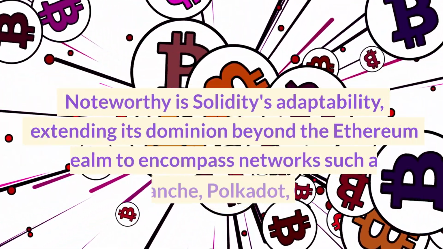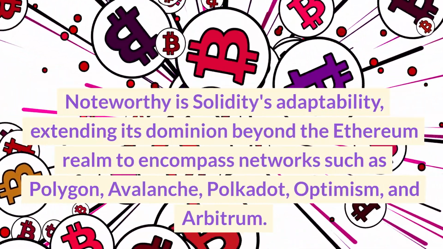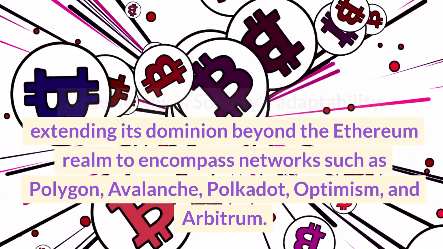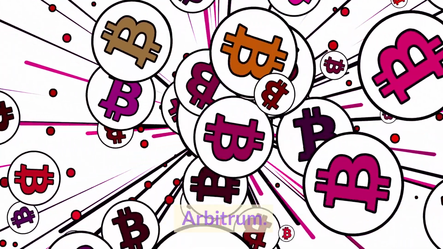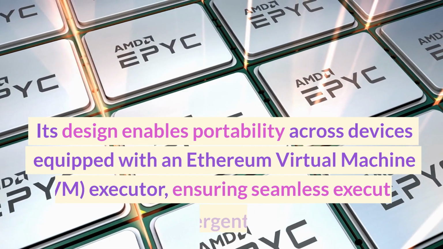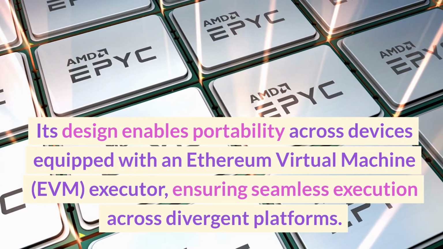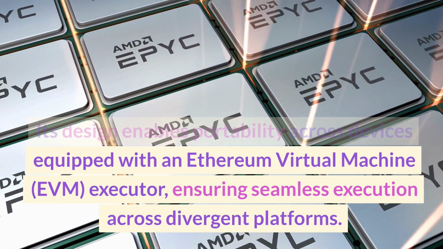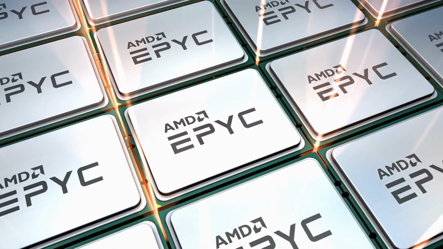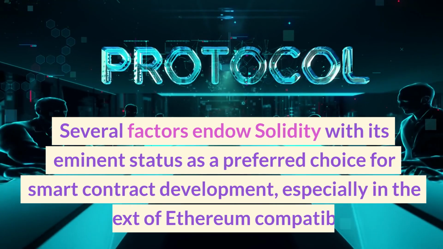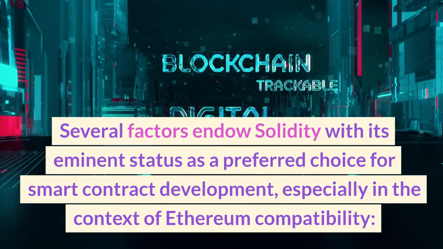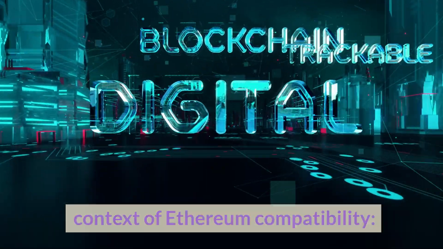Noteworthy is Solidity's adaptability, extending its dominion beyond the Ethereum realm to encompass networks such as Polygon, Avalanche, Polkadot, Optimism, and Arbitrum. Its design enables portability across devices equipped with an Ethereum Virtual Machine (EVM) executor, ensuring seamless execution across divergent platforms. Several factors endow Solidity with its eminent status as a preferred choice for smart contract development, especially in the context of Ethereum compatibility.